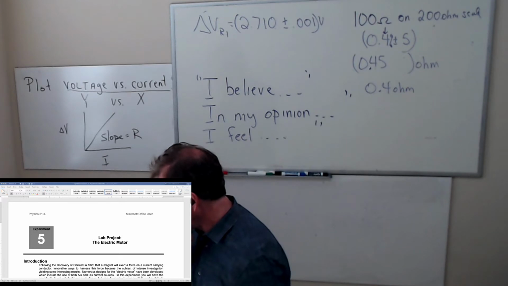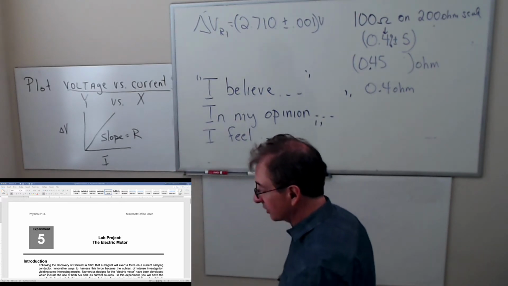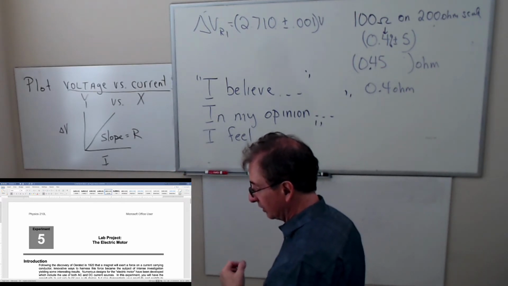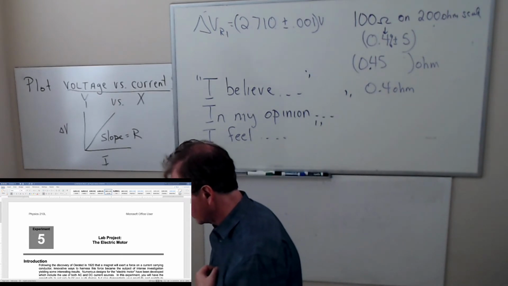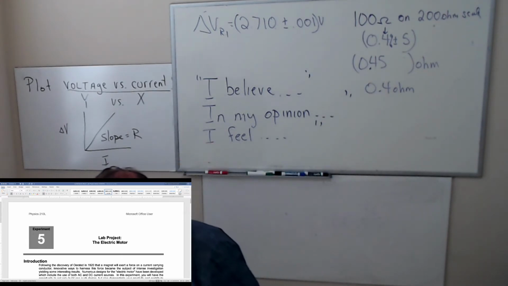Well, you quote the uncertainty to one digit, right? For question 3 in part 2. Okay.